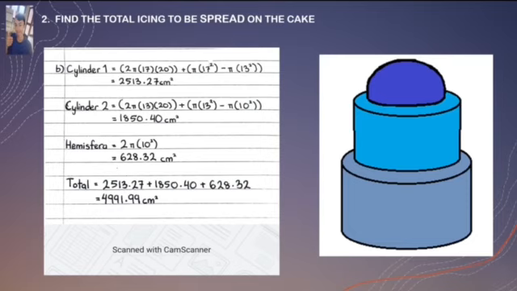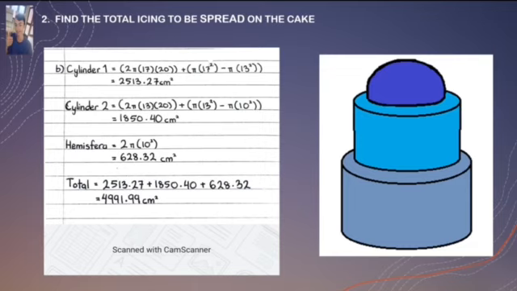For the side, we need to find the circumference of the circle times the height. The formula for circumference is 2 times pi times radius. And for the top area, we need to find the circle area of cylinder 1 minus the circle area of cylinder 2. The formula for the circle area is pi times radius squared. So we know the radius and height of cylinder 1 are 17 cm and 20 cm. Also, the radius of cylinder 2 is 13 cm.